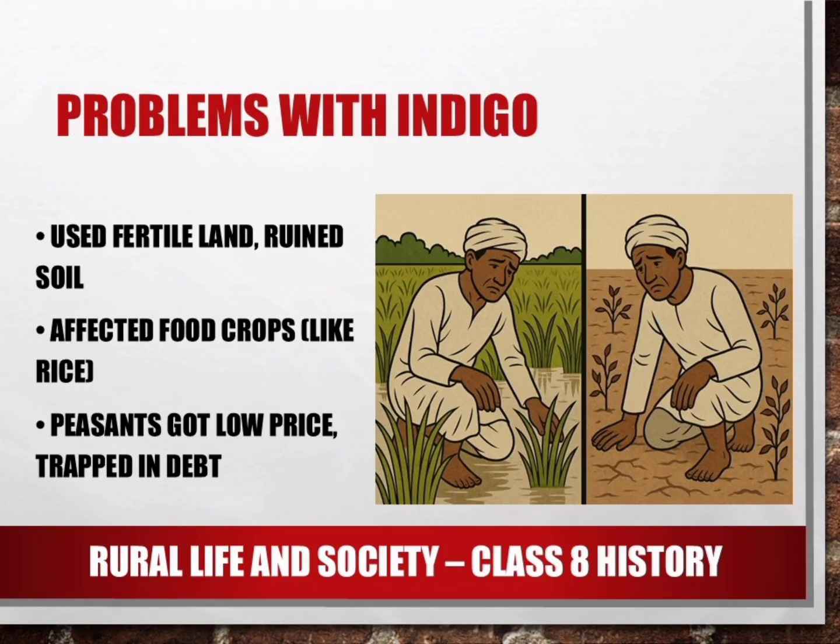Now, what are the problems with indigo? Indigo cultivation brought many problems. It was done on fertile land, which soon became barren. Essential food crops like rice were affected, and the farmers were paid very little. The result: one loss led to another, a never-ending trap.